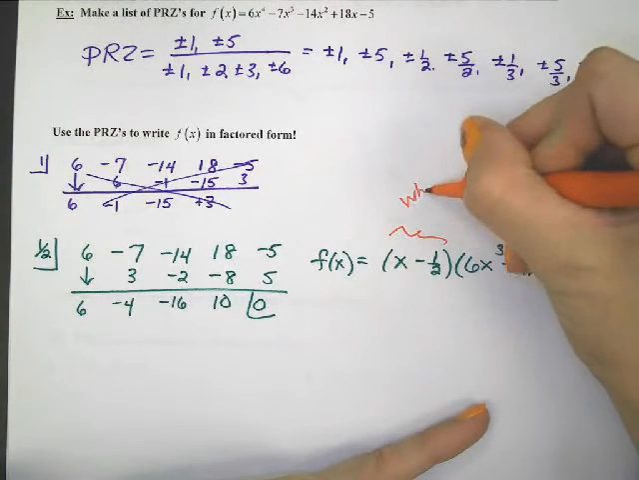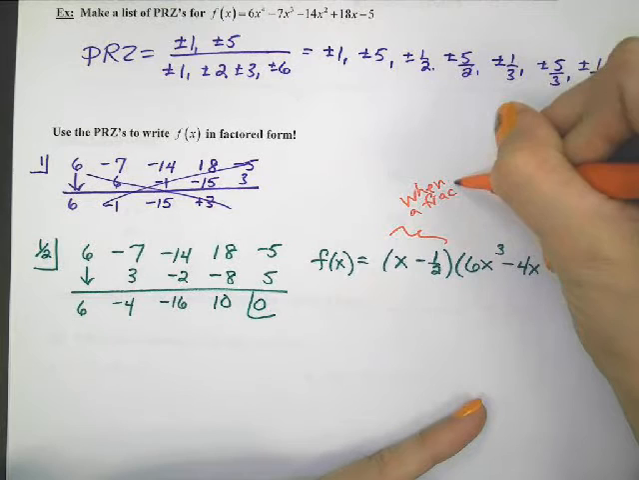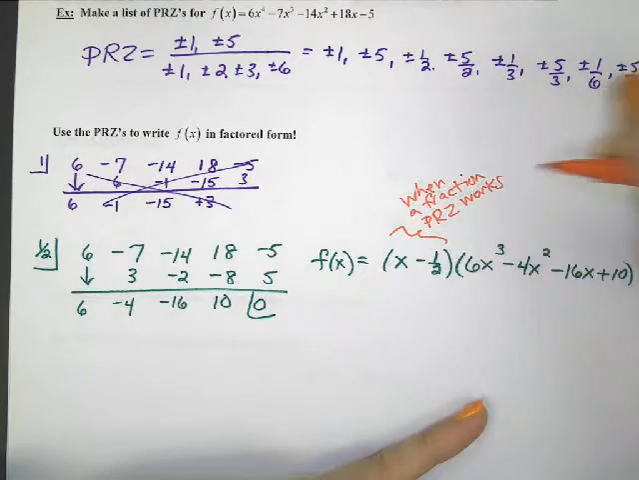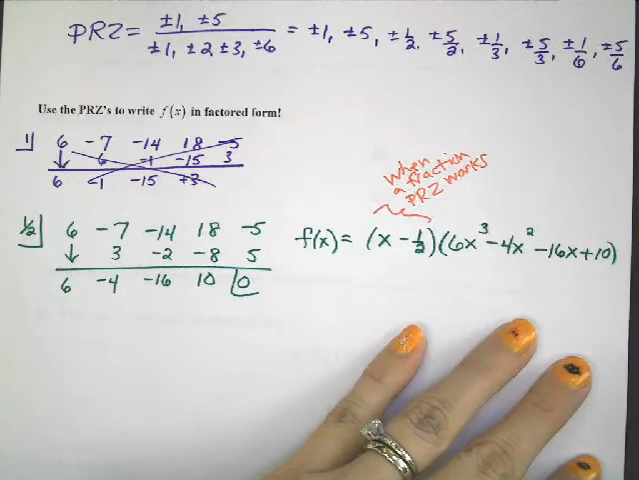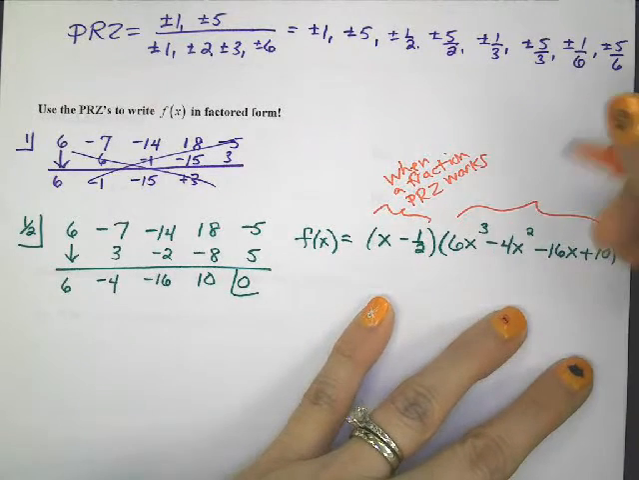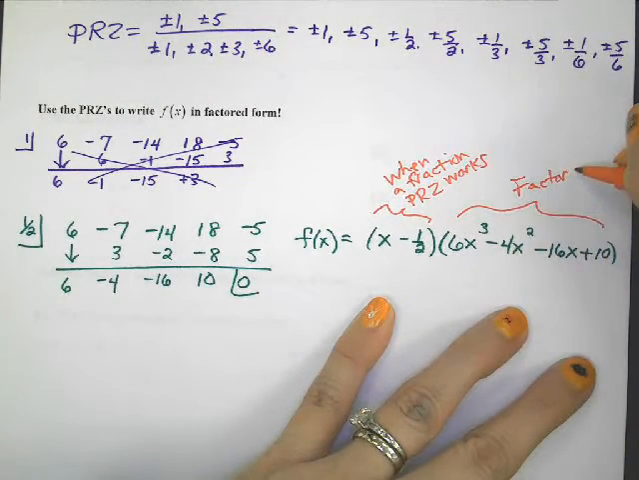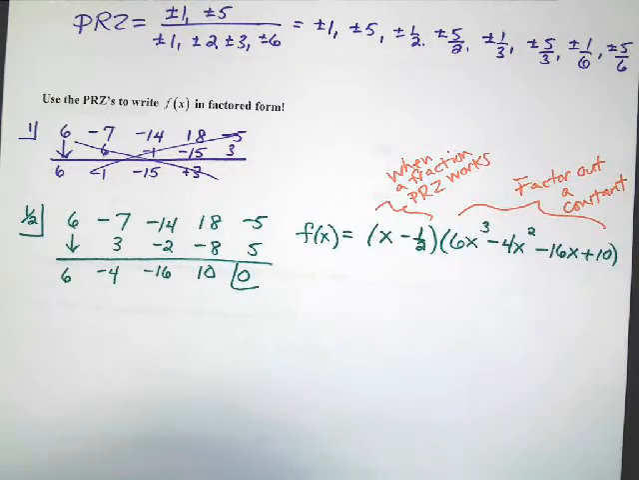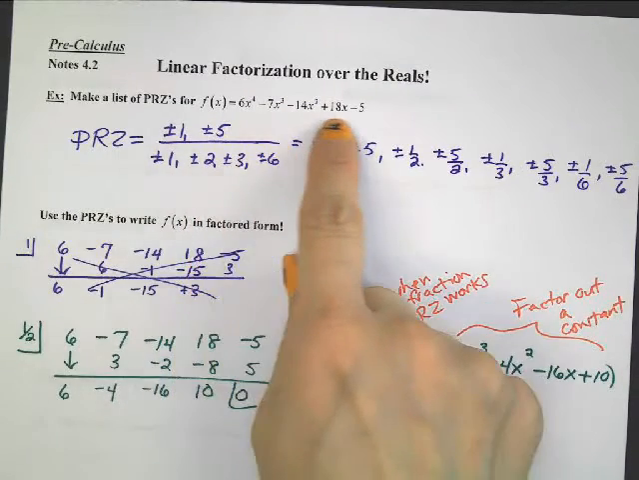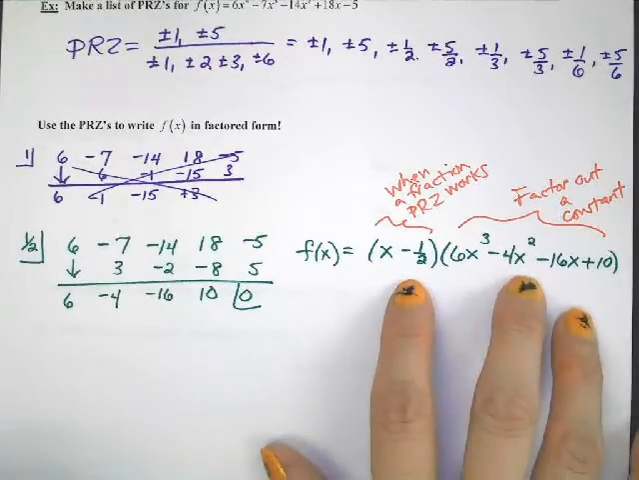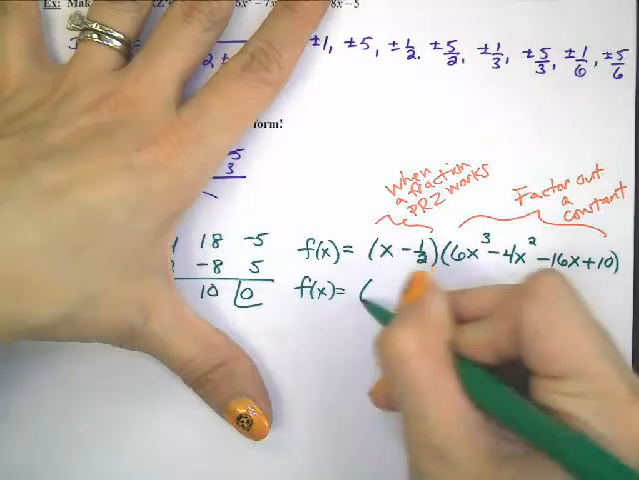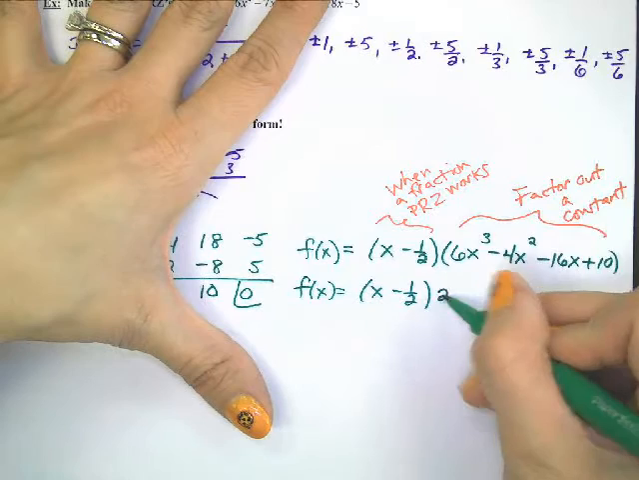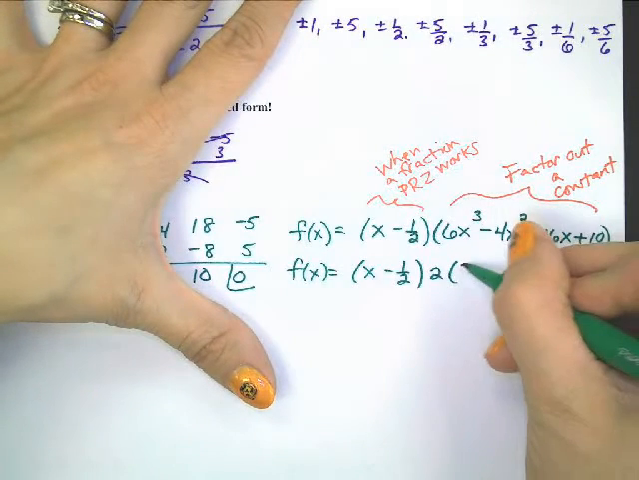When a fraction PRZ works, okay, please write down these notes that I give you here because this helps you when you go do your homework and stuff. Here's what you're going to do. Factor out a constant, and this always works. The original f of x doesn't have any fractions. Okay, so we're not going to have any fractions here. So I'm going to factor out a 2. We're going to factor out a 2 from this cubic right here.